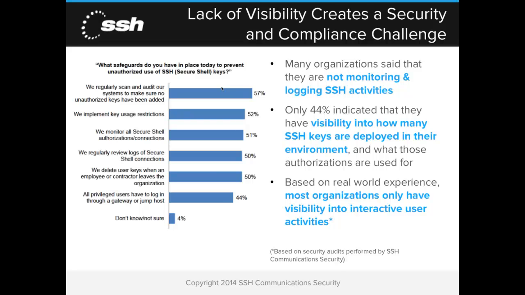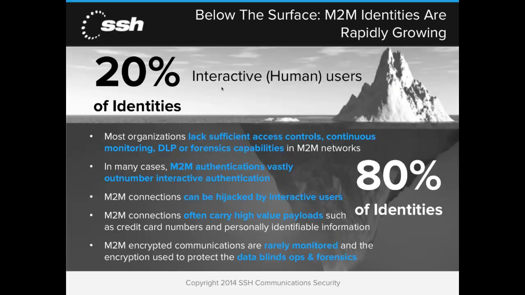And that's kind of surprising, because if you look at the next slide here, we'll look at what's below the surface. M2M identities are growing rapidly. This means machine-to-machine communications or application-to-application communications. 20% of the identities in the environment are interactive human users. Those are carbon-based life forms like you and me. But 80% of identities in most organizations that we talk to that are using secure shell are machine-to-machine, and those are living below the surface.